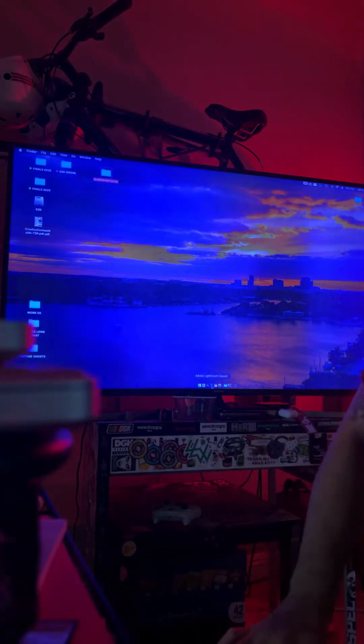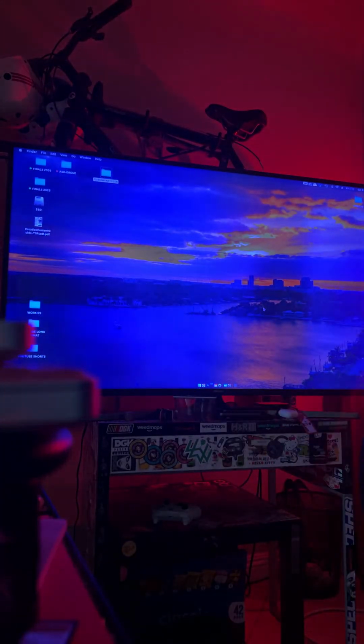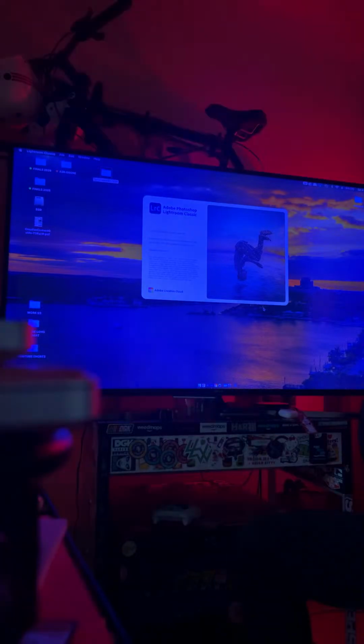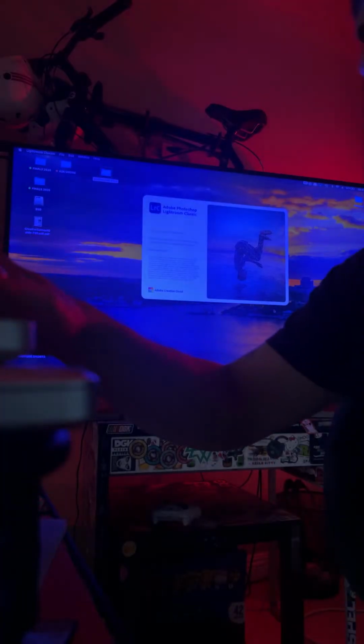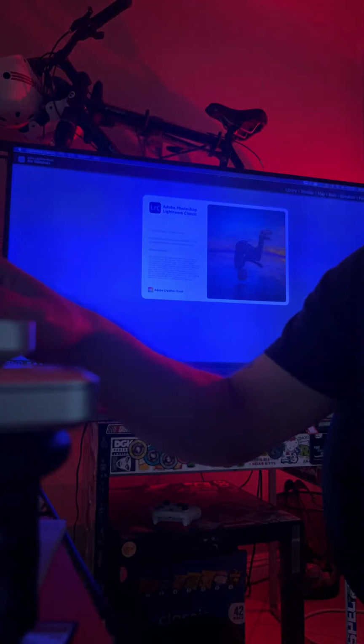Take your drive out. We're going to open up the Lightroom. That picture's from Florida. TV's going a little out, so the colors are a little off. There we go. Lightroom. Taking forever and a day to load. Here we go.